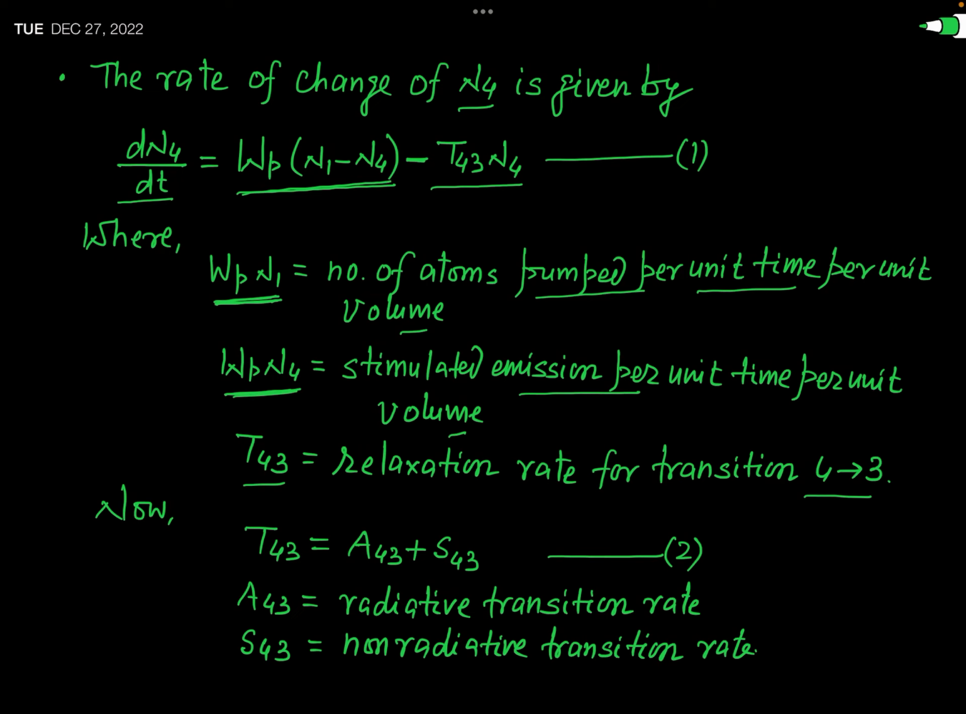Actually, as this T43 is the total relaxation rate, it consists of two terms. This is given as A43 plus S43. A43, you have seen in the previous lecture too, is the radiative transition rate, and S43 is the non-radiative transition rate for the transition 4 to 3.